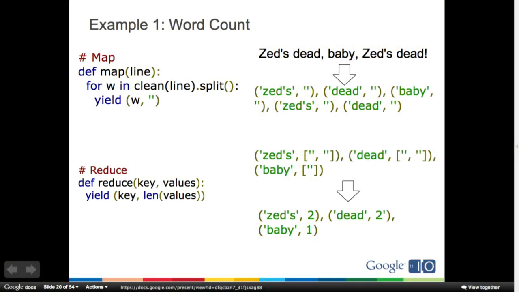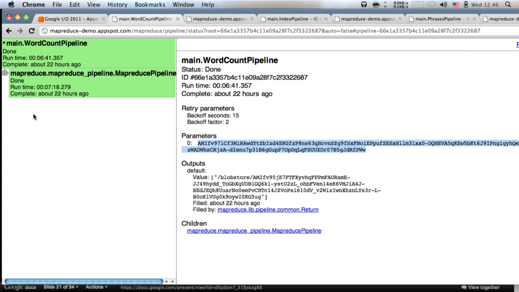And the reduce phase just ignores values. It just counts how many of those there are. So it's going to output that "that" is 2 times, "that" is 2 times, and "baby" is 1 time. So let's see how this works. Is it large enough? Okay.